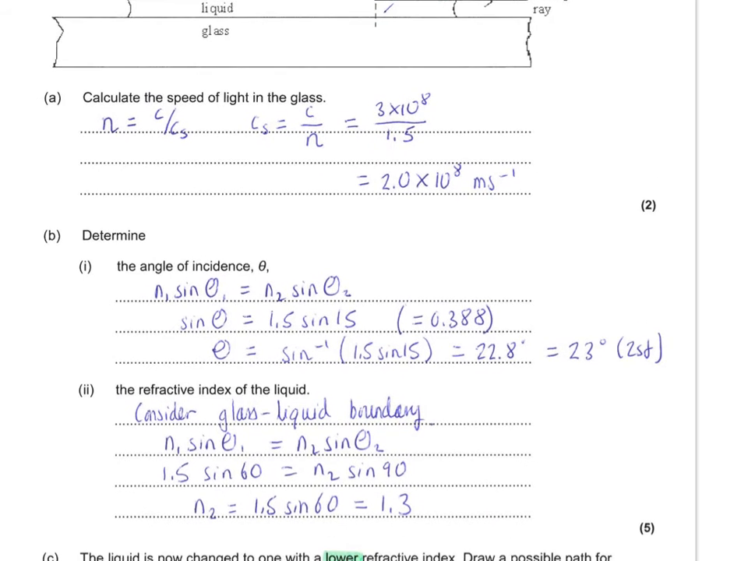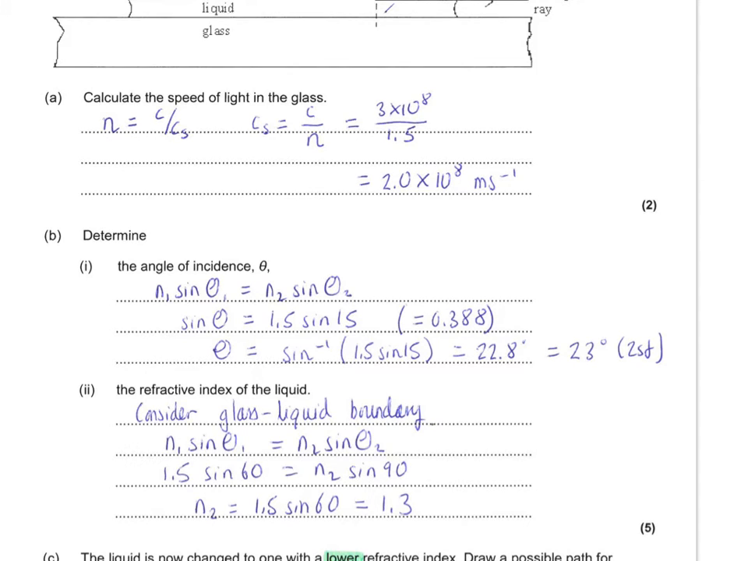Substituting that information into Snell's law, we have the refractive index of glass and our angle of incidence at this boundary of 60 degrees, and we have our unknown refractive index of the liquid and sine of 90. You could use the equation in the datasheet for the critical angle if you wished. Substitution and rearrangement leads us to a refractive index of 1.3. Once again, this is appropriate to be given to 2 significant figures based on the data that we used.